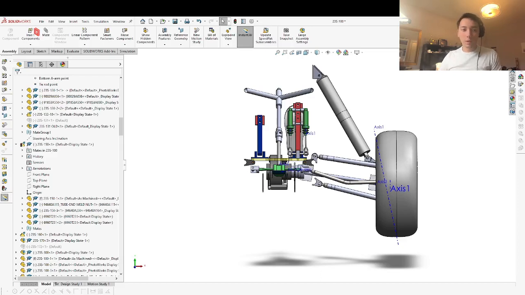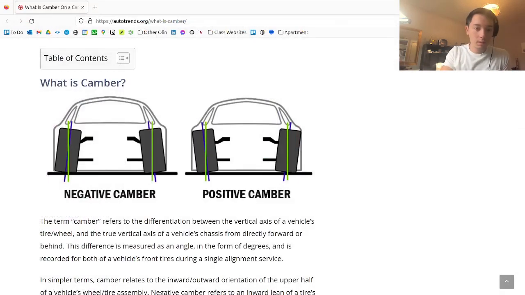So I'm going to do a quick video talking about what camber is when talking about the suspension of a car, and also what camber gain with roll is and why it's important. So first, let's talk about what exactly camber is. Let me just do a quick screen share. So this is what camber is.